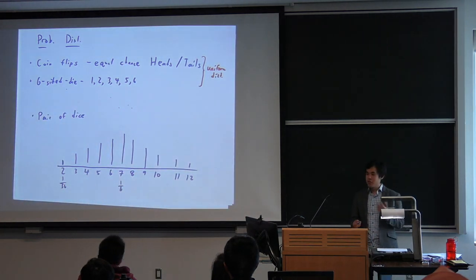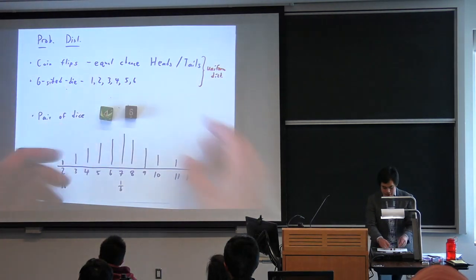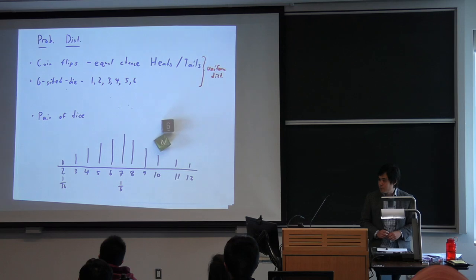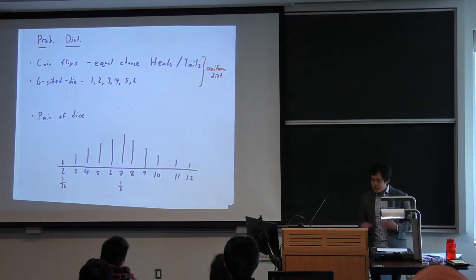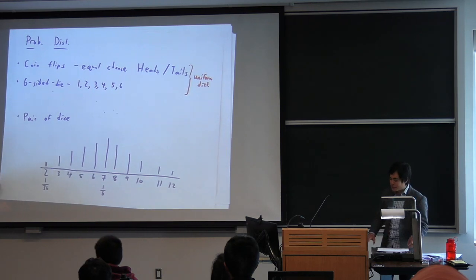There are a couple ways you could do this. So if you're a mathematician, what you do is you compute this by counting together the different combinations. So if the first die is a 4 and the second one is a 6, that's one way of making a 10, for example. But there's another way of doing this, and this goes back to ideas of statistical sampling.